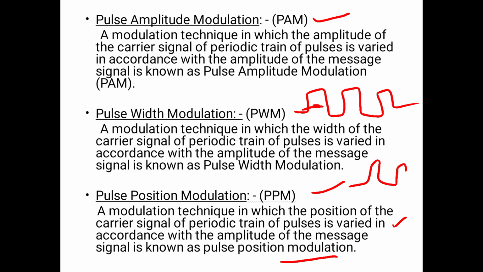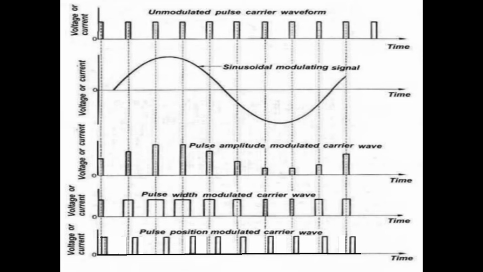Now let's see the waveforms for PAM, PWM and PPM. Now observe, these are the waveforms for PAM, PWM and PPM. First, this is the carrier pulse train and this is the sinusoidal message signal or modulating signal. In the third waveform, observe that the amplitude of each pulse is changing but both width and position are constant. This is nothing but PAM, pulse amplitude modulation. Here the amplitude is changing but position and width are constant.